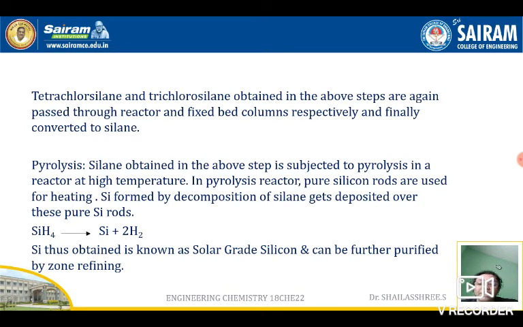Silane formula is SiH4. The formed silane is pyrolyzed. Okay, what is pyrolysis? Lysis is breaking, and pyro means at high temperatures. Here decomposition followed by distillation will be taking place, and the SiH4 will be giving rise to silicon and hydrogen as the products, and thus obtained silicon is known as our required solar grade silicon.